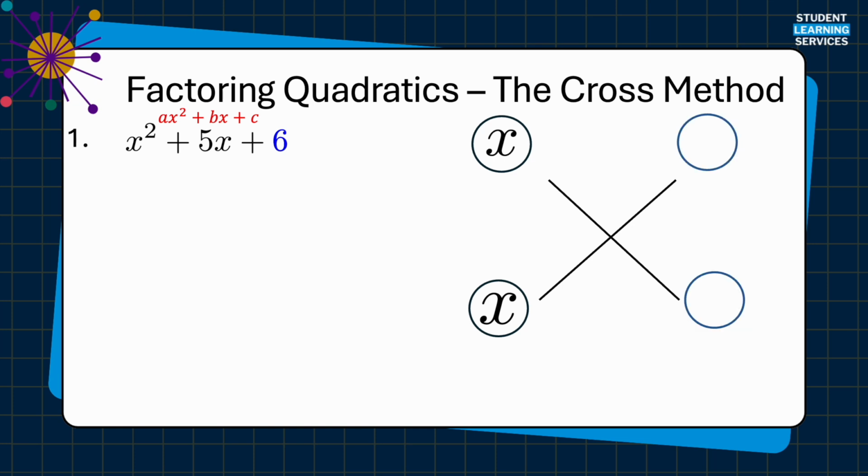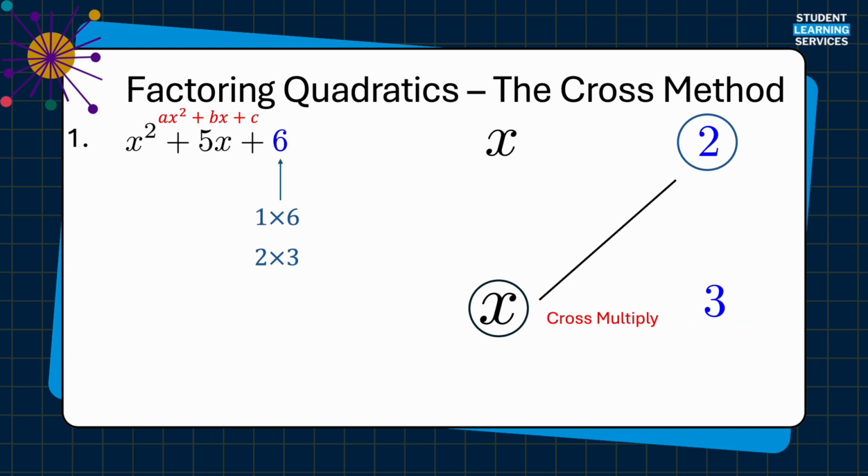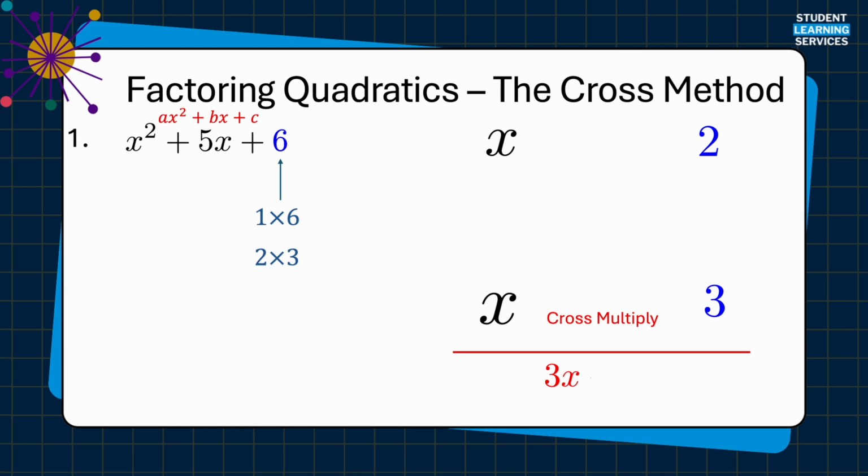Let's recall what times what equals to 6. 1 times 6 is equal to 6 and 2 times 3 is equal to 6. Let's try putting 2 and 3 in first. Next, what we're going to do to check our answer is we will want to cross multiply it. So we will need to multiply x with 3. That gives us 3x. Then we will need to multiply x with 2 like this. That gives us plus 2x, which is equal to 5x.